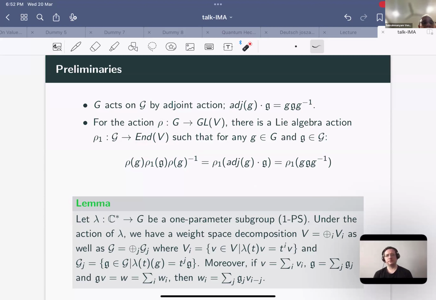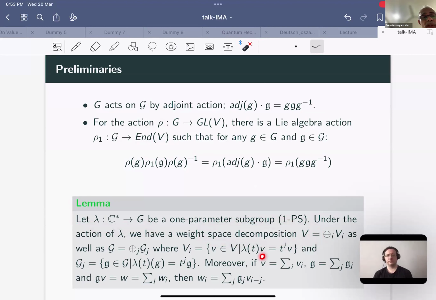Okay, so I will need one more thing. If I give you a one parameter subgroup, a one parameter subgroup is really a map from C star to G. Now, if I give you this one parameter subgroup, then of course it gives me a natural decomposition of V by weights.